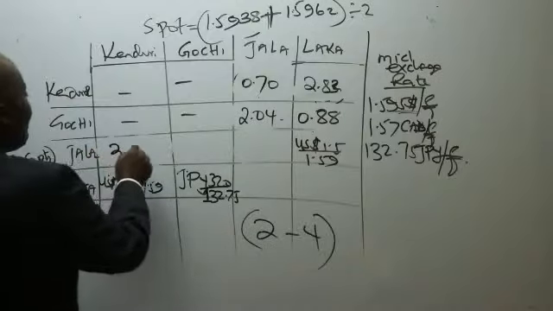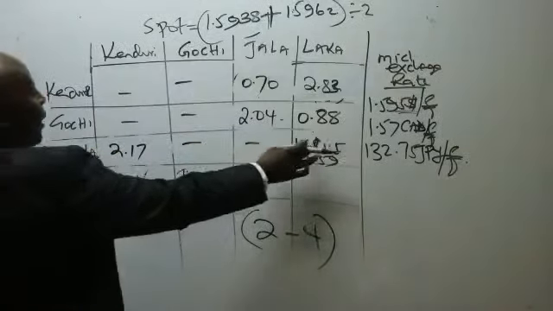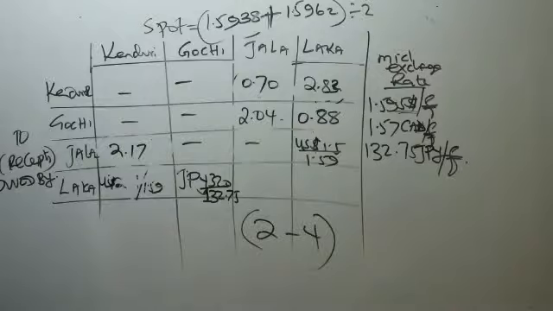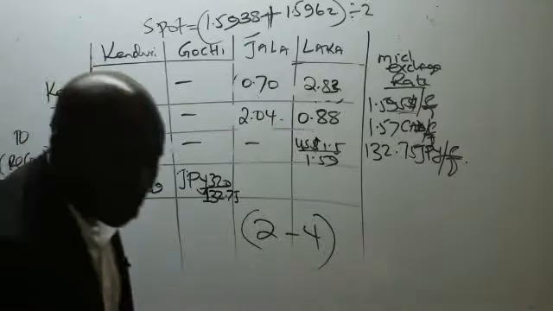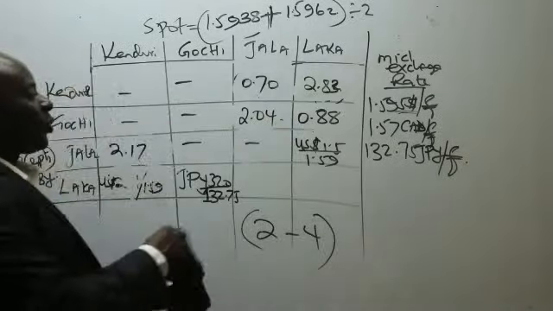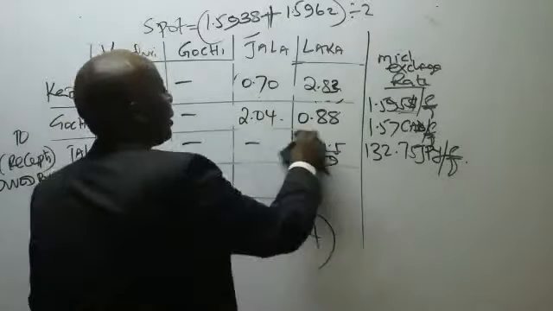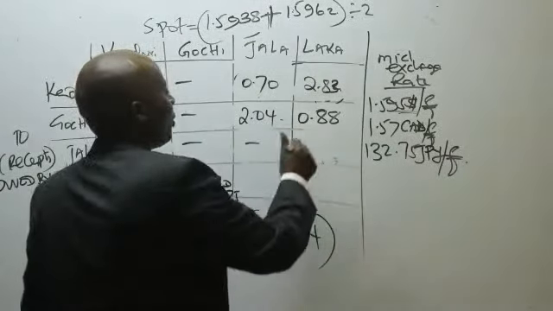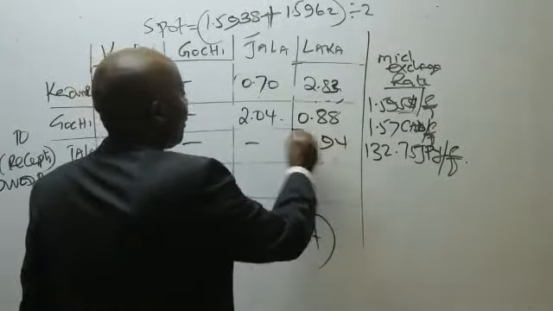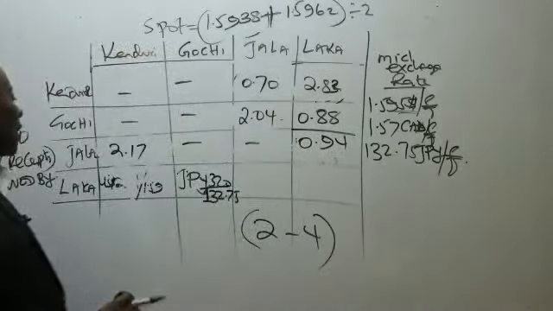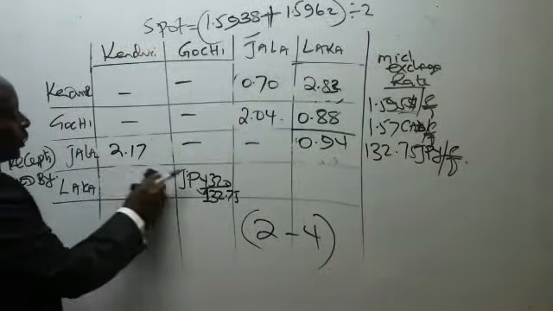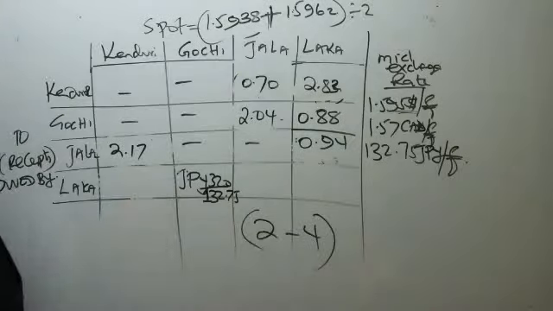Haya, abracadabra. How about the last one here? Itakuja 0 point something. So inakuja 0.94. Thank you. Now come to this one. Pole pole two. Come to this one.